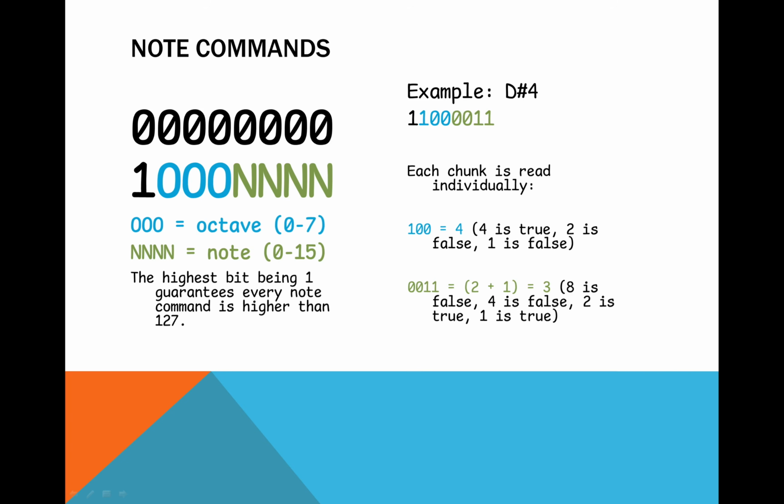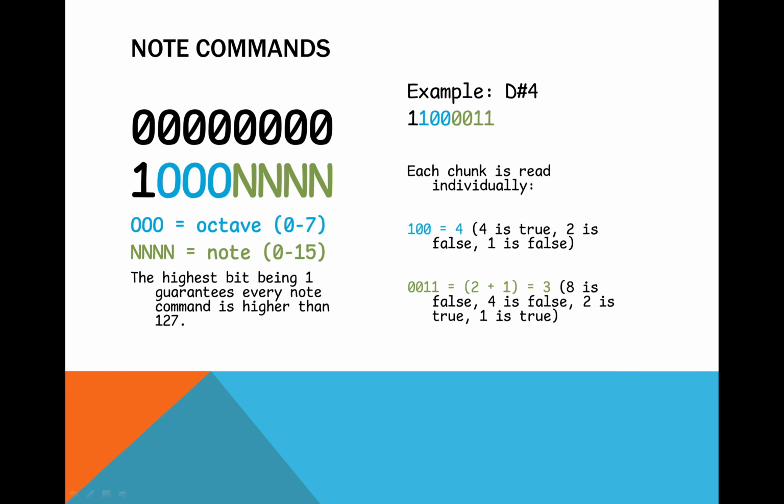You can read and manipulate the individual bits of a byte, and so by doing that, you can store a lot of information in a small space. In my system, if the highest bit of a command byte is 1, then that means it's a note. The next 3 bits are used to calculate the octave, which gives us 8 different octaves, and the last 4 bits are used to calculate the note. This technically gives us 16 notes, but since there are only 12 notes in an octave, if the note value is higher than 11, nothing happens.